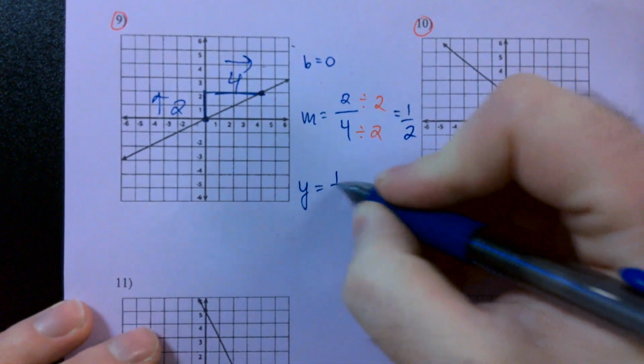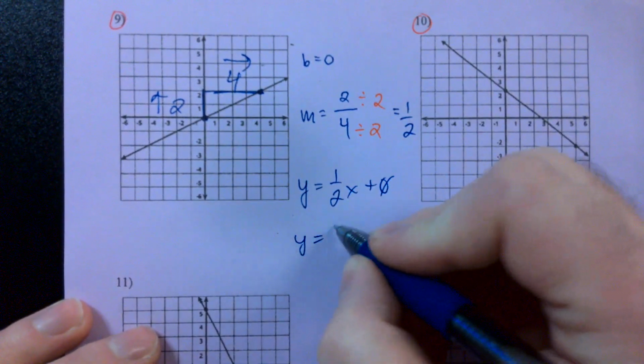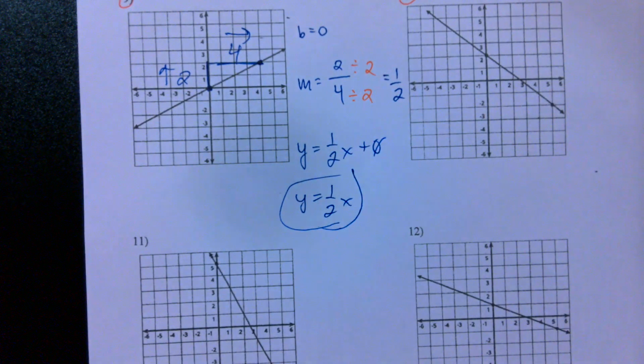So y is equal to 1/2 x plus 0. Like we said, I don't need that plus 0. I can clean it up just like that. Now, if you remember, this makes what type of relationship here? Proportional, because it's going right through the origin. Okay? Anybody get y is equal to 1/2 x on number 9?